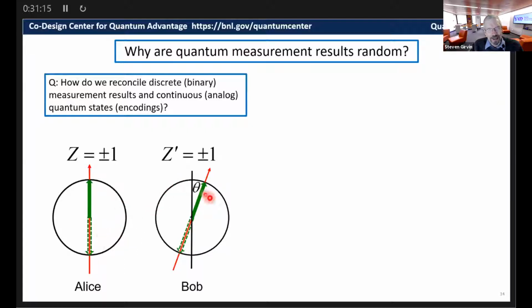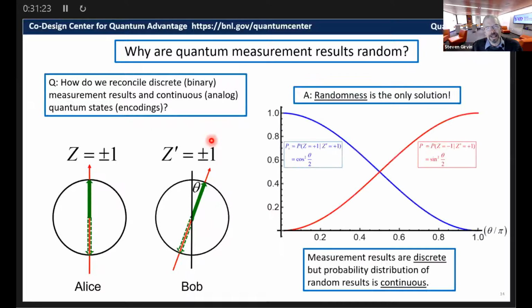And yet the encodings can be changed continuously. And there's no way to reconcile that smoothness with that discreteness unless you have randomness. So the measurement results are discrete, but the probability distribution for the measurement results is what varies continuously. So if this angle is 0, they're always going to agree on the result: cosine squared theta will be 1 and sine squared theta will be 0. Alice will always get the same result as Bob.